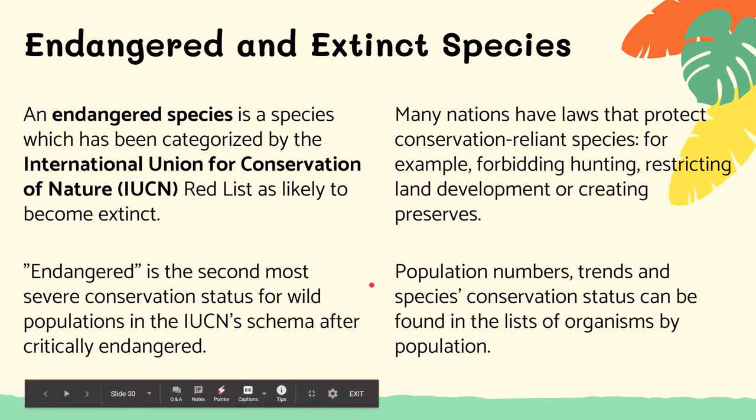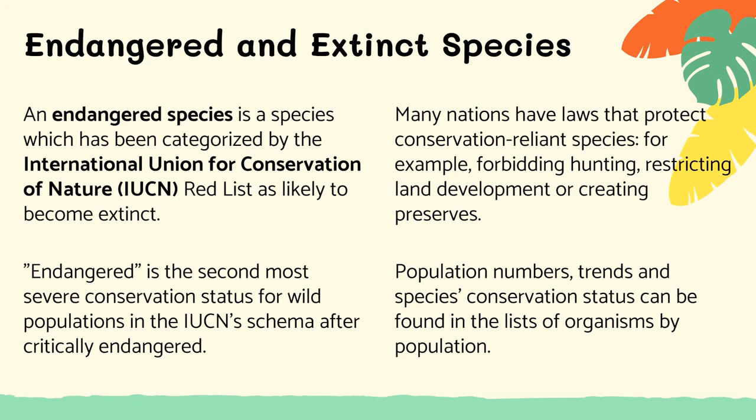Now, sometimes organisms fail to adapt to their environment. That could cause their numbers to be endangered. And if they really cannot fully recover, that will cause them to become extinct. An endangered species is a species which has been categorized by the International Union for Conservation of Nature, IUCN, as likely to become extinct. And this is the second most severe conservation status for wild populations.